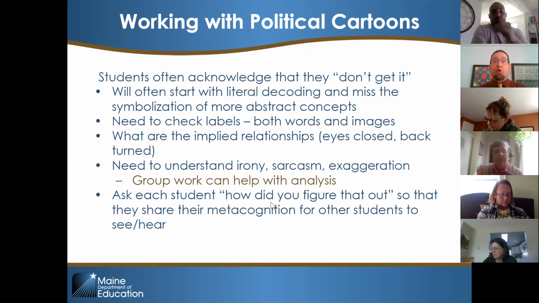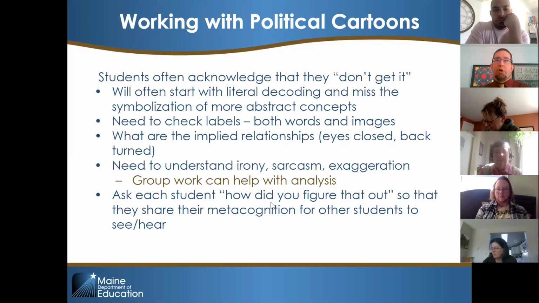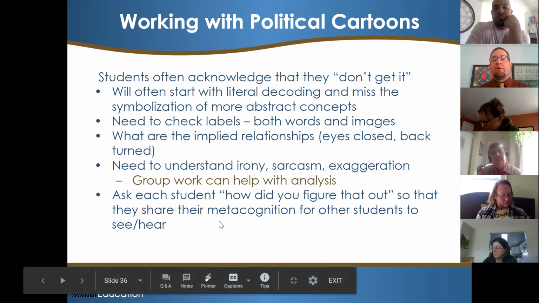So this is good for group work. Have them sit in a group, talk through it. This is something I would model with kids. How do you pull it apart? Checking for labels, words, images. What do you think this means? Ask each student, how do you figure it out, so they can share their metacognition for other students to see and hear.